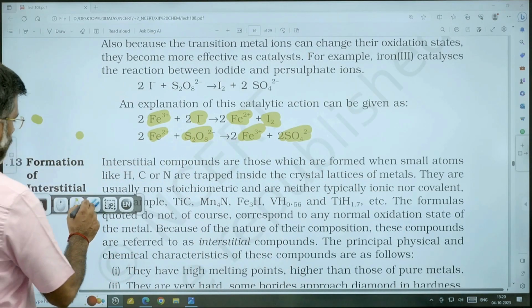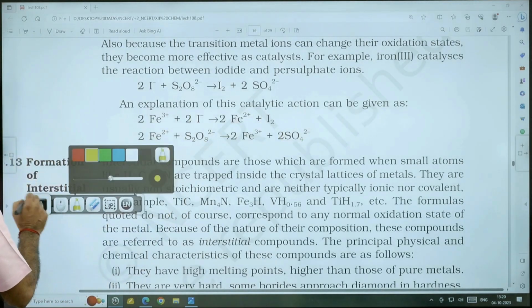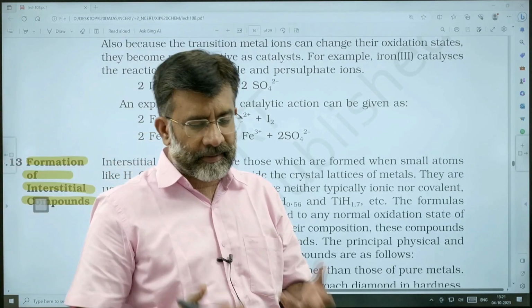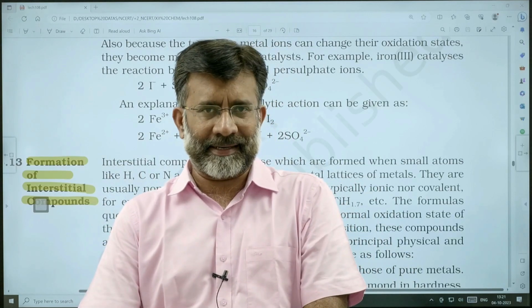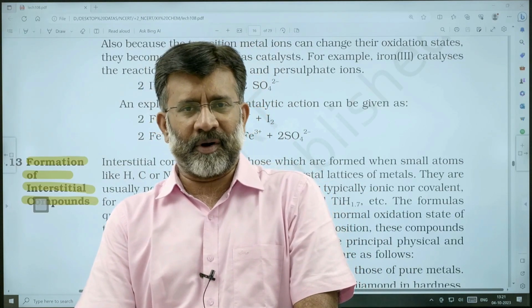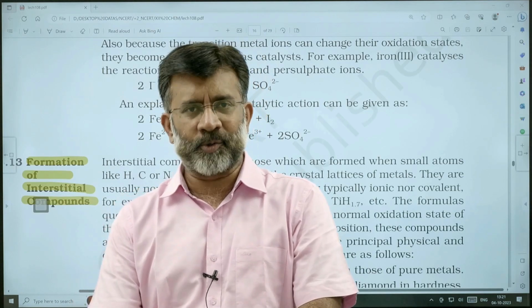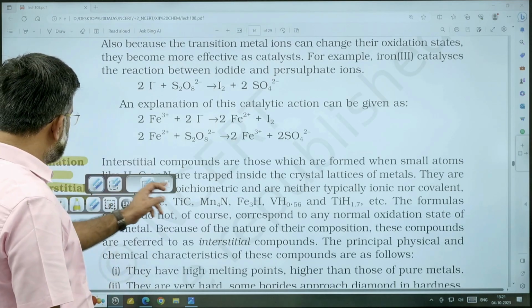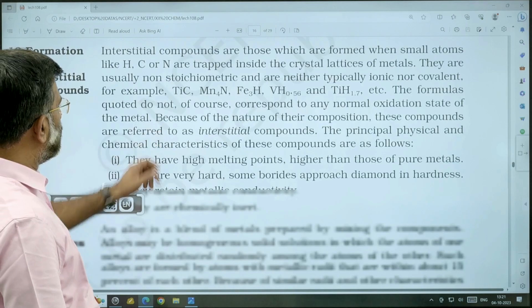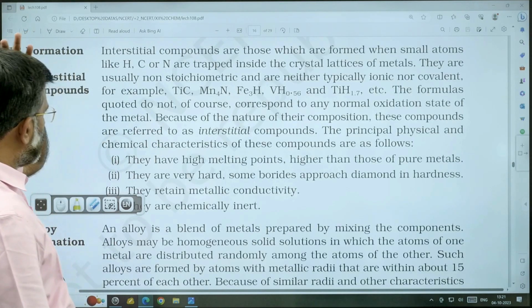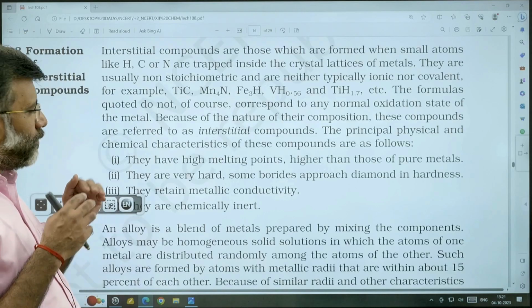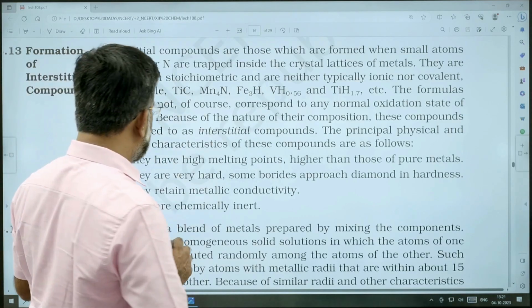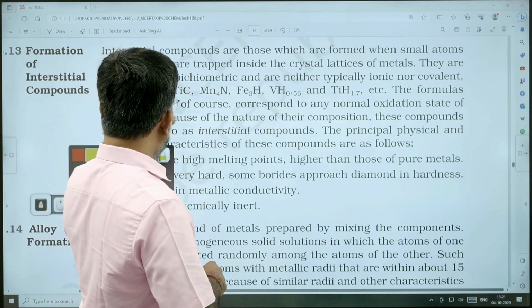And the next is the formation of interstitial compounds. That is another highlighting point of transition metals, how they form interstitial compounds. Many times they may be non-stoichiometric also, right? They make interstitial compounds, particularly with small atoms like hydrogen, carbon, nitrogen. These seem to be trapped inside the crystal lattice of the metal. They are usually non-stoichiometric in nature. Many of the compounds are non-stoichiometric in nature.